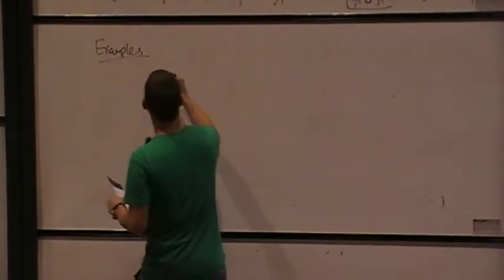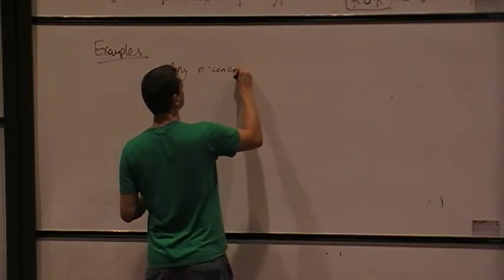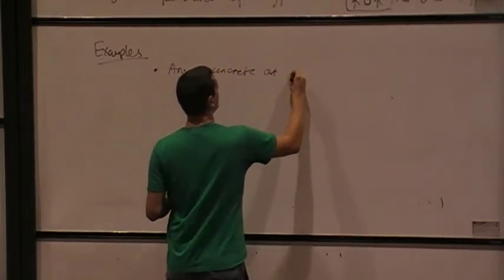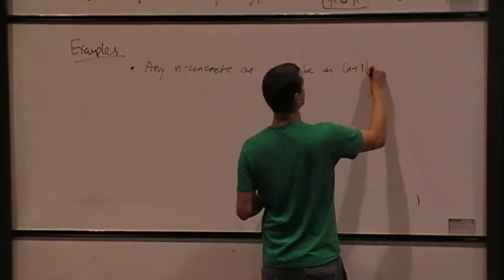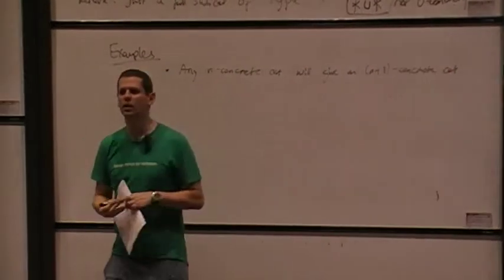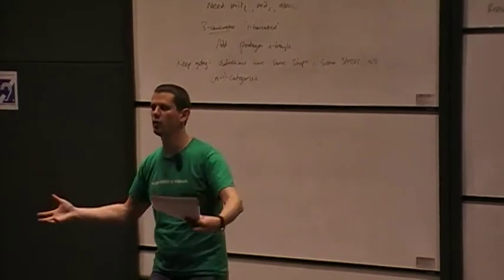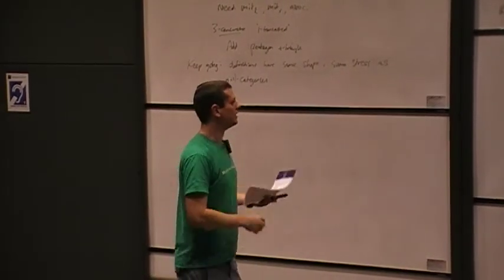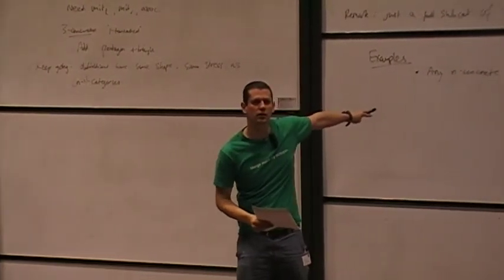So a stupid comment is any n-concrete category will give an n+1 concrete category. So each time you do this, you steal another level of tautological structure that was provided by the type theory for you, and you make it explicit and you explicitly code it in.